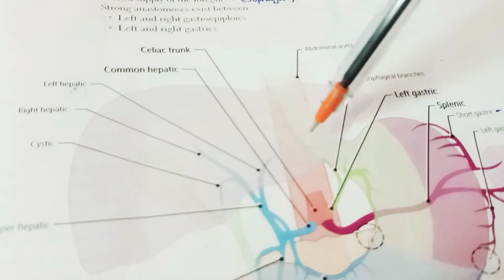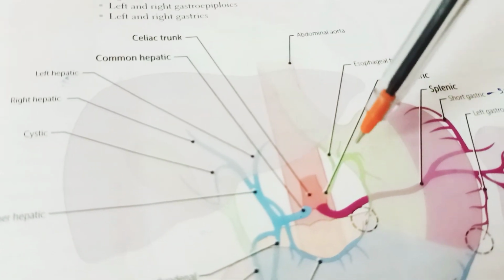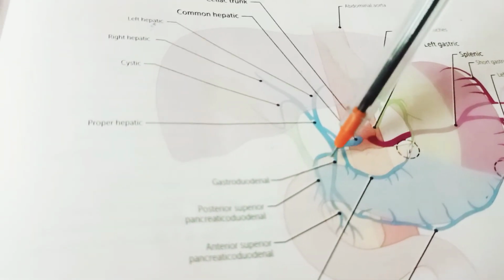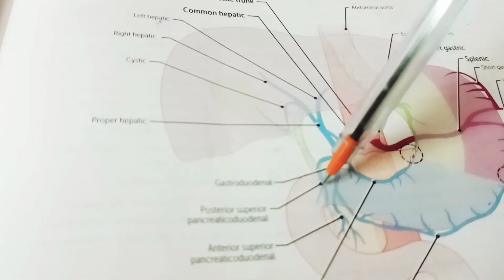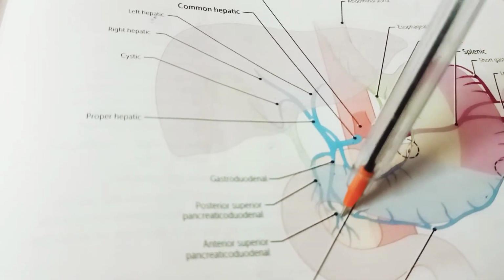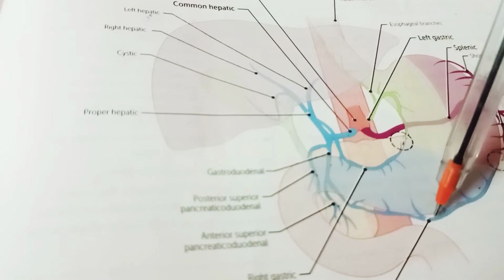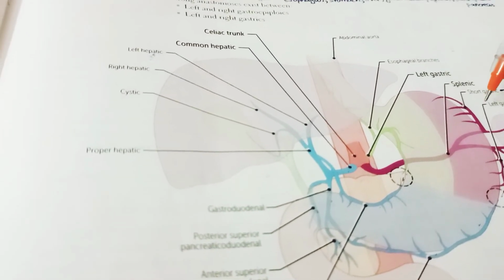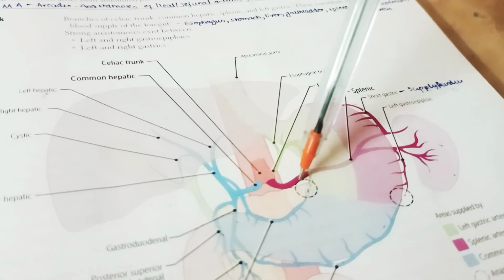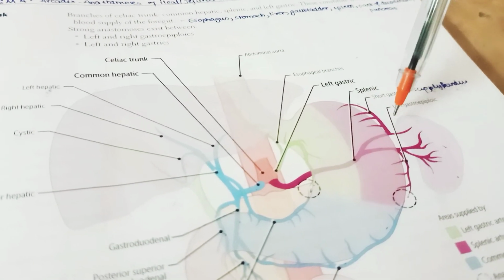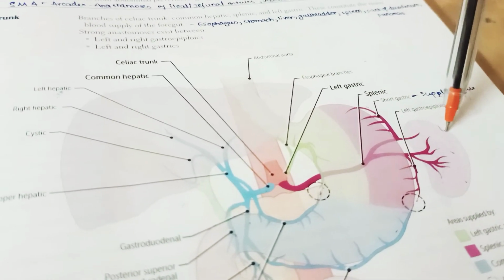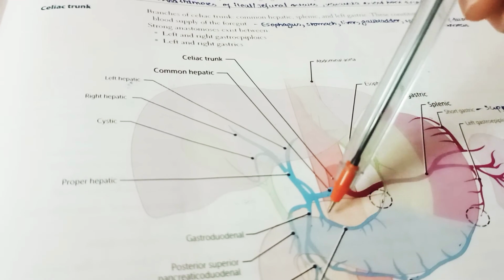You can see this is the abdominal aorta, these are the esophageal branches, this is the left gastric, this is the right gastric, and next this is the gastroduodenal artery, this is the posterior superior pancreaticoduodenal, anterior superior pancreaticoduodenal, and this is the right gastroepiploic, left gastroepiploic. Here come the short gastric arteries. So you can see this whole purple color, that is the splenic artery giving rise to short gastric arteries and left gastroepiploic arteries.